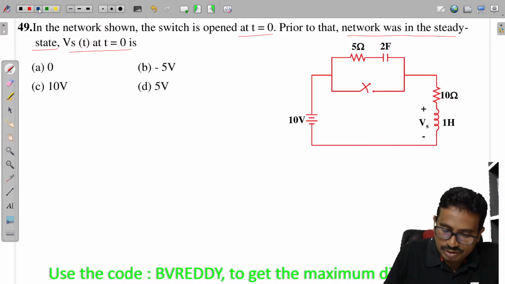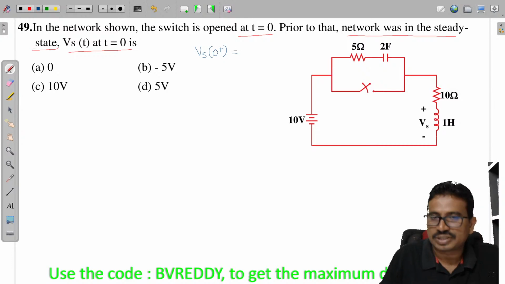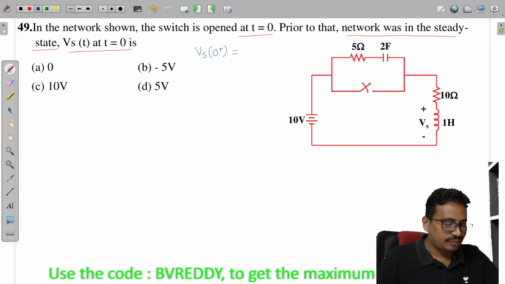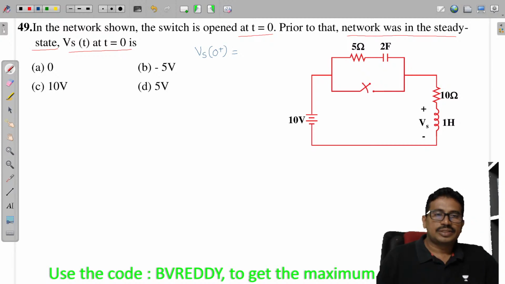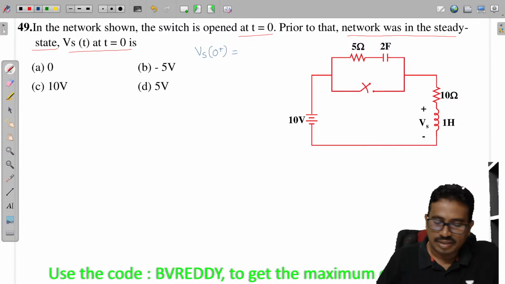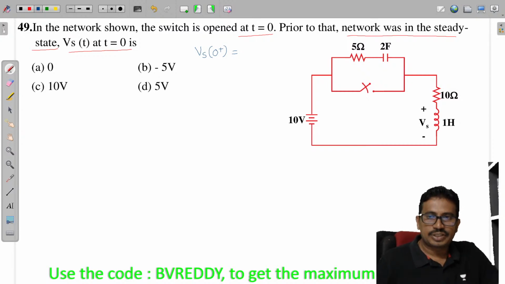They ask us to find Vs of 0, in the sense, 0 plus. What value do they ask for, transient state value or steady state value? They ask us to find the transient state value. Transient state values will depend upon the past behavior. Transient state values will depend upon what?